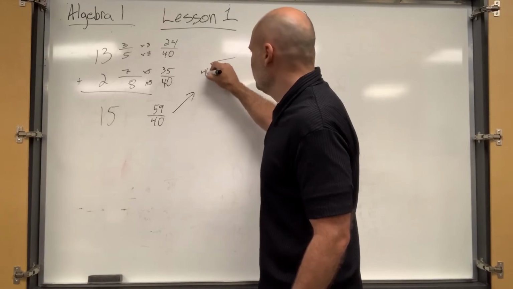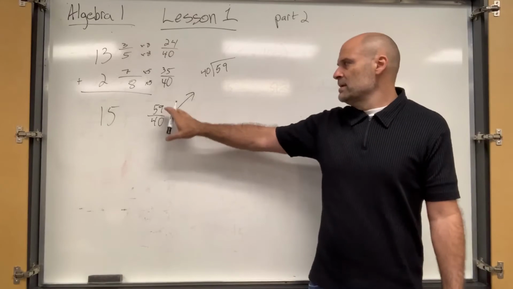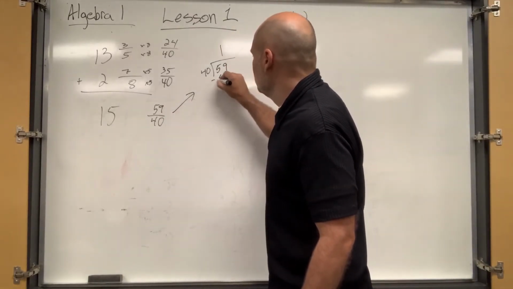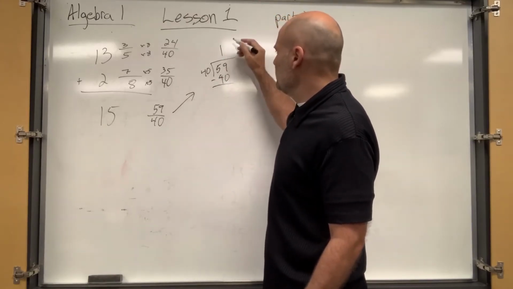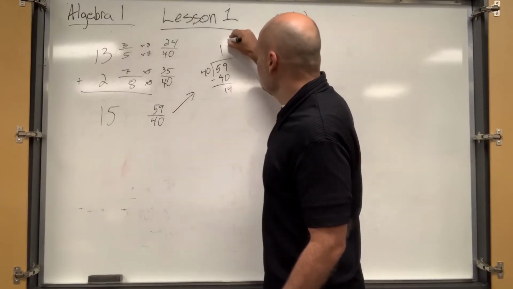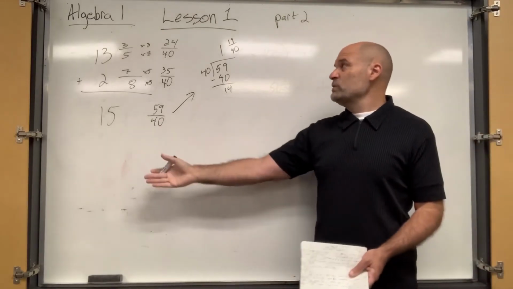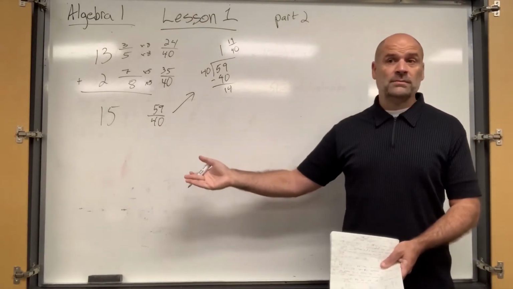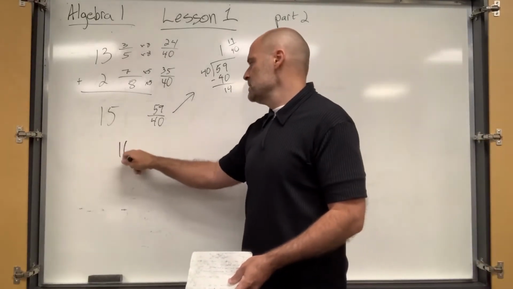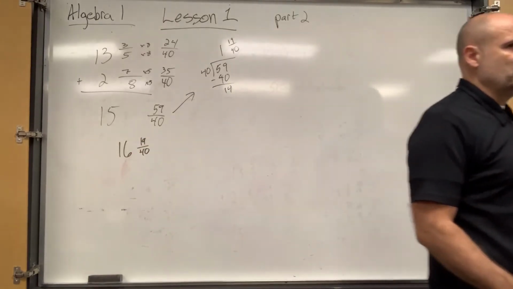59 divided by 40, because this is just a division problem. Remember, fractions are just division problems. This guy divided by that guy. So it goes in 1 time. Dirty monkey smell bad. Dirty, divide, multiply, subtract, and then you're done. So your remainder goes on top like that. So it's technically 15 and 1 and 19/40ths, right? Well, 15 and 1 is just 16. Okay, does that feel all right?